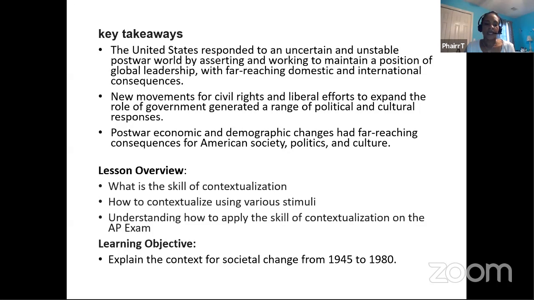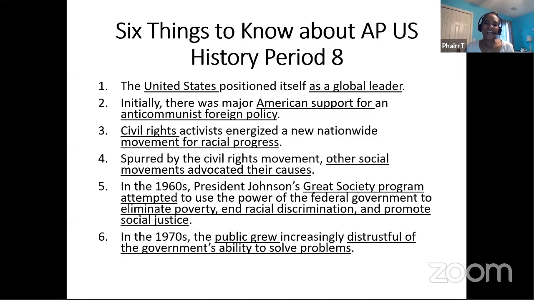And so our learning objective, of course, is to explain the context of societal change from 1945 to 1980. We're going to go from not just dealing with domestic issues and having that policy of isolationism, to going on a more global scale and starting to care about other countries as well.